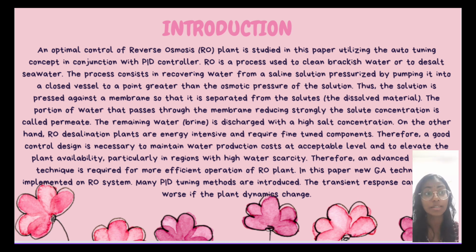Therefore, a good control design is necessary to maintain water production cost at an acceptable level and to elevate the plant availability. It must be noticed that a great amount of plants have time varying dynamics due to external or environmental causes, for example, temperatures and pressure. So the main objective of the control system is to maintain a constant pH. Also, it is important to reduce the impurities by checking the conductivity because impurities can be a reason for membrane damage. It helps the efficiency of the reverse osmosis process to rise.